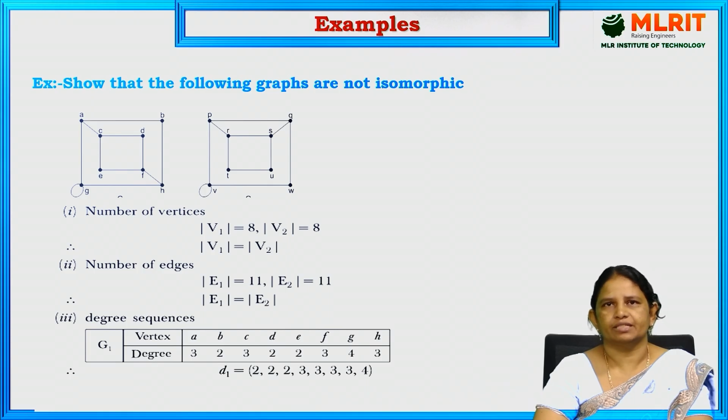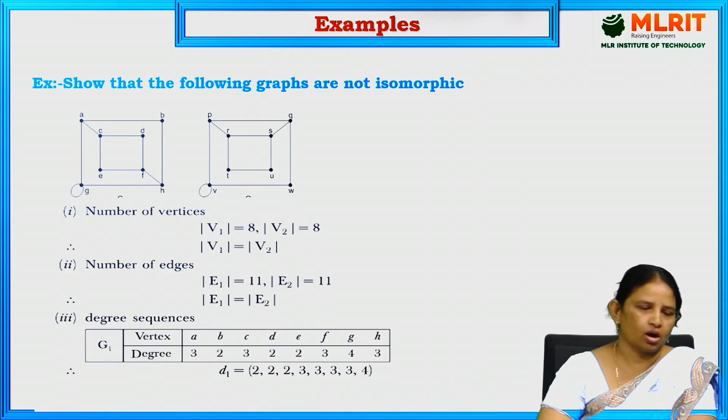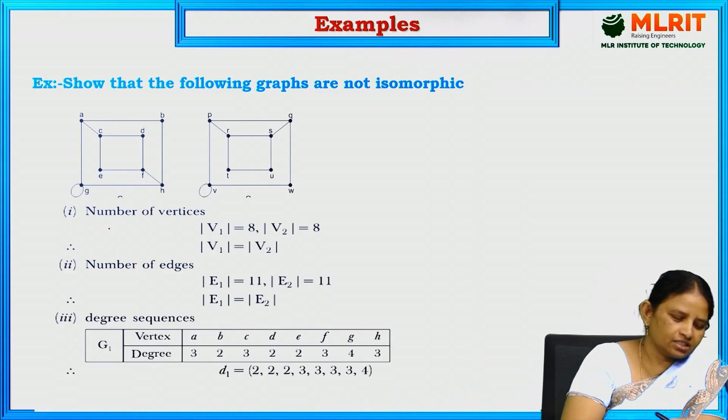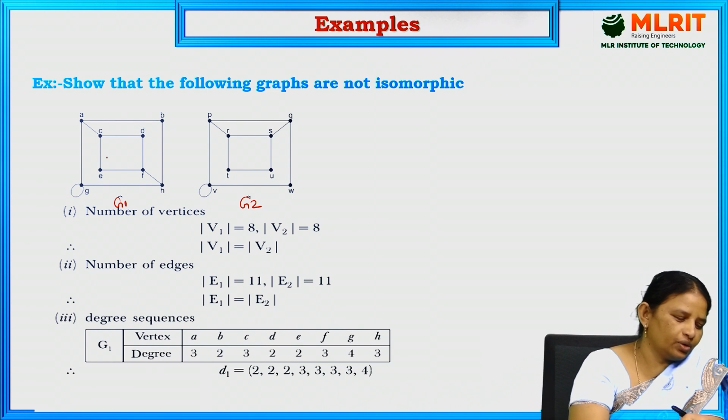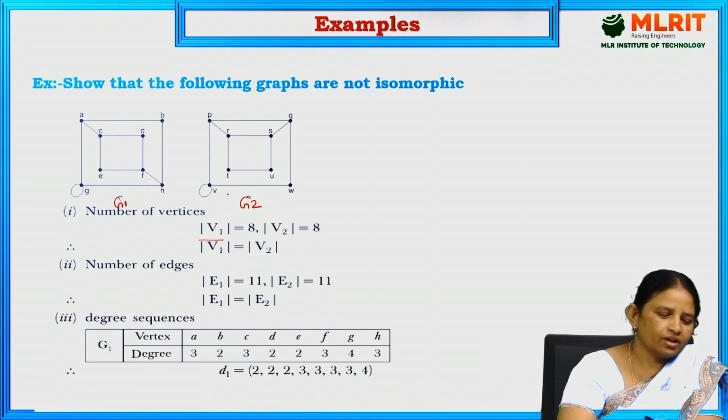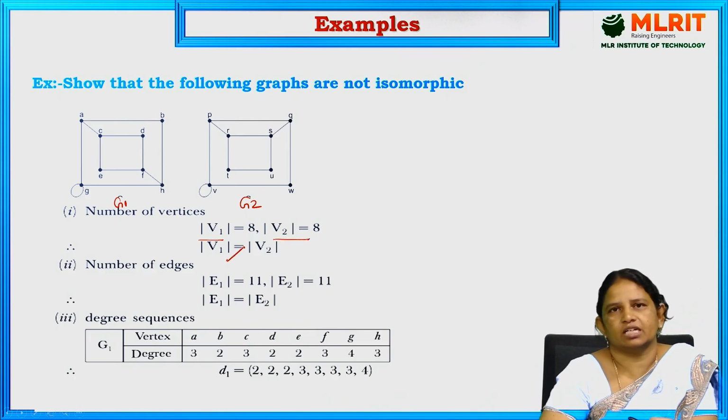Consider the third example. Show that the following graphs are not isomorphic. This is the first graph, that is G1. Second graph is G2. How many vertices are there in the first graph? Total 1, 2, 3, 4, 5, 6, 7, 8 vertices. How many vertices in the second graph? Also 8. That means the first condition is satisfied. Equal number of vertices are present.